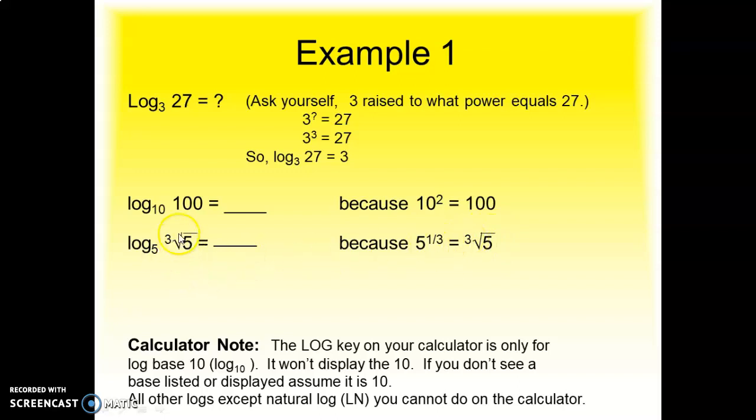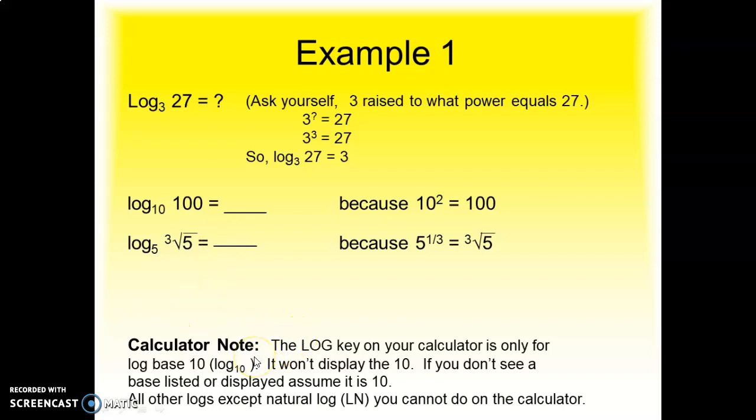If you see you're getting some type of root, then you will probably be raising to a fractional exponent. Like if this was just the square root of 5, log base 5 of the square root of 5 is equal to 1/2. Anytime you get a square root or a cube root, it's going to be a fractional exponent.